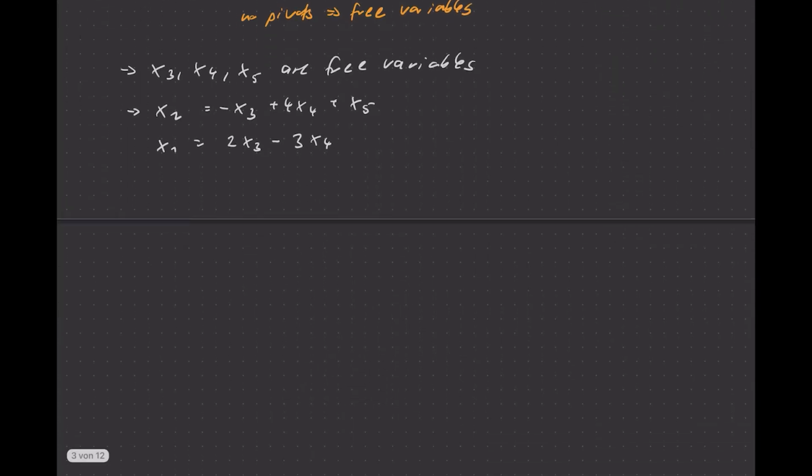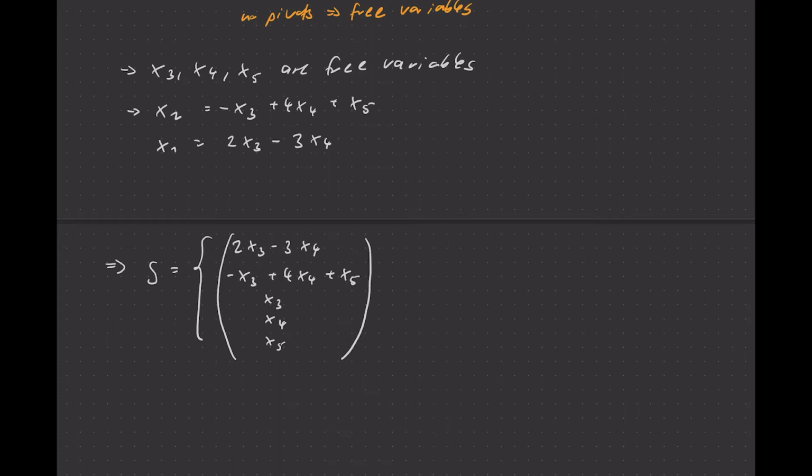We are now ready to write down the solution space. So S has the form where x1 is 2x3 minus 3x4. x2 is minus x3 plus 4x4 plus x5. And x3, x4, and x5 are free variables. So they can assume any value you want, any value in the real numbers, of course.